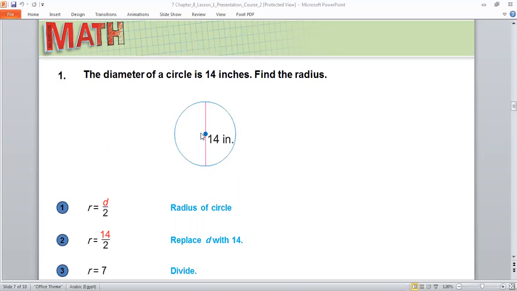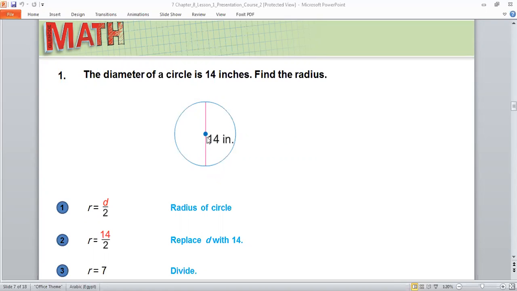I said that yesterday. The diameter is the line segment joining two points on the circle and passing through the center. It will be the greatest line segment in the circle. If you need to draw the greatest line segment in the circle, it will be the diameter. If this is the diameter, it will be equal to 14.